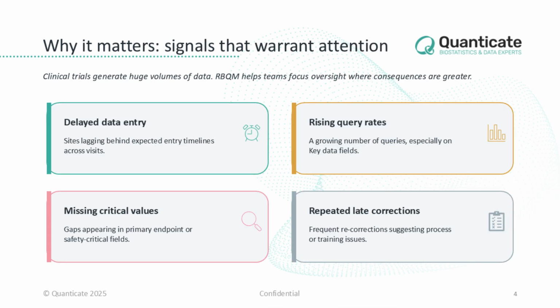Now, this matters because clinical trials generate large volumes of data, and teams need a disciplined way to decide where closer oversight is justified. Factors such as delayed data entry, rising query rates, missing values in critical fields, or repeated late corrections can point to risks that need active attention. Routine controls still have a place, but risk-based quality management helps teams concentrate effort where the consequences are greater.